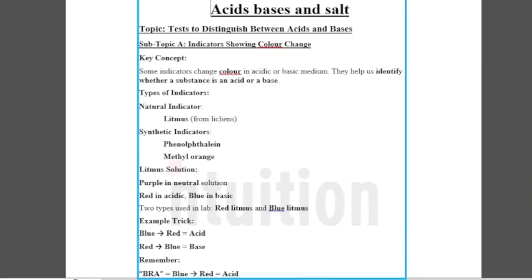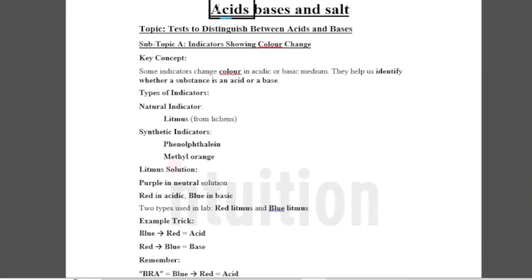CBSE Acids, Bases and Salts. Topic: Tests to distinguish between acids and bases. Subtopic A: Indicators showing color change. Key concept: some indicators change color in acidic or basic medium. They help us identify whether a substance is an acid or a base.